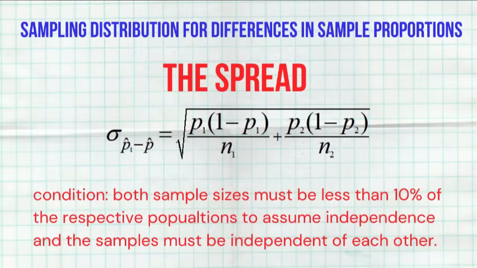we can assume independence. But not only do we need to assume independence between the samples in each population, but we also need to make sure that our two samples, the one from population 1 and the one from population 2, are independent of each other.